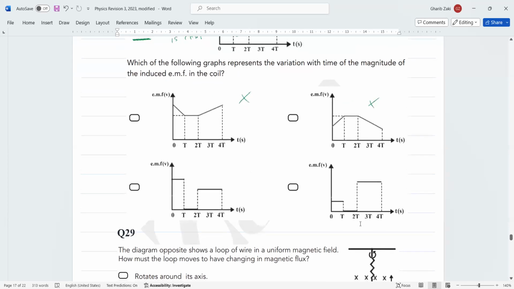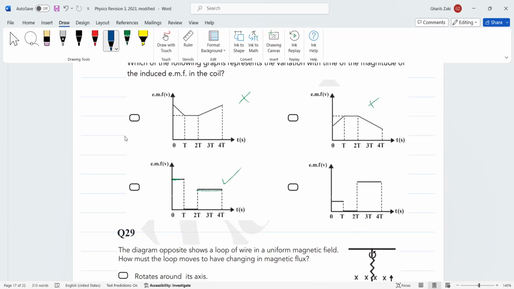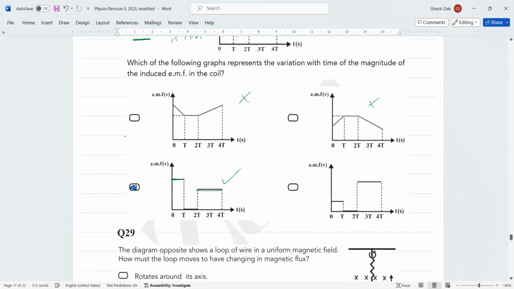Now, one of the last two is correct, the first one, because the EMF induced in the first is more than the second because it is steeper. Then the correct answer is this. Now, next.